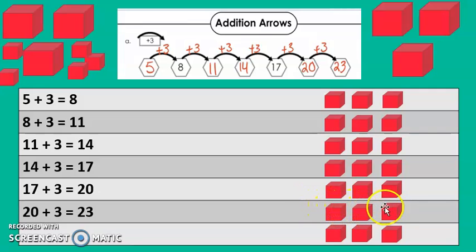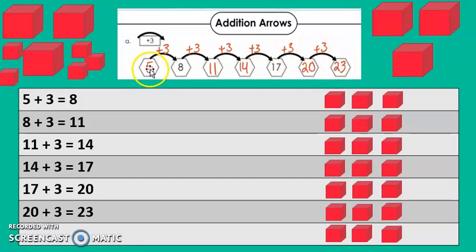21, 22, 23. So your answer here is going to be 23. So if you look here, first graders, look at this whole set that Mr. Begay did with you. That is correct. You go back and you check again. Make sure you have everything written correctly as the arrows show you.